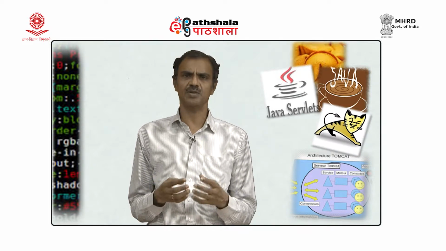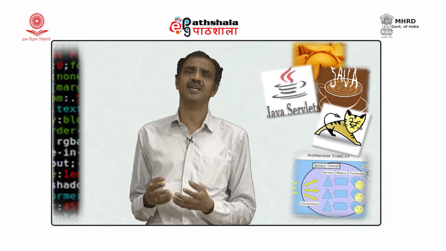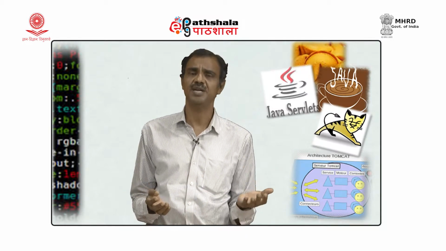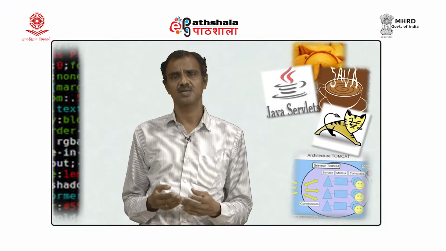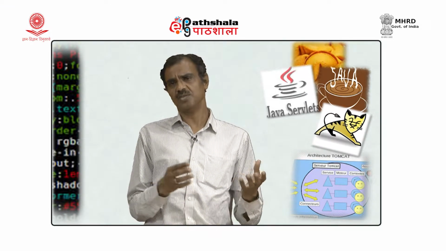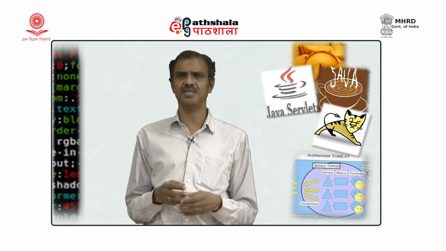So, we have this class called Locale, and it has a static method called getDefault, which can give you the default locale. You also have a setter method, another static method called setLocale, by which you can set what should be the default for this JVM session. Fine. So, that is one thing. We have this Locale class, and there are many interesting methods even in the Locale class.